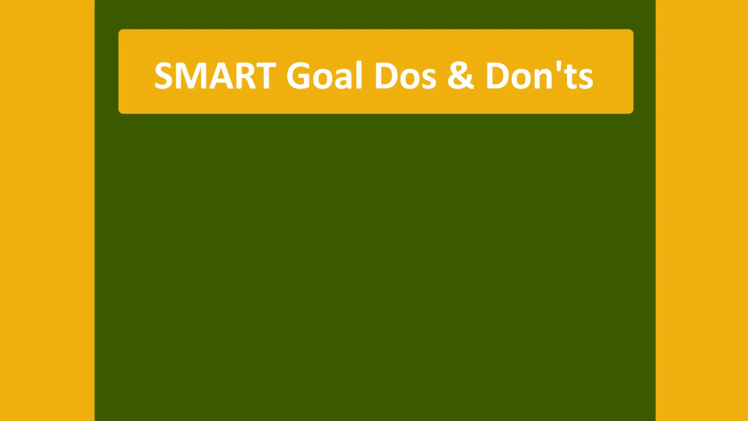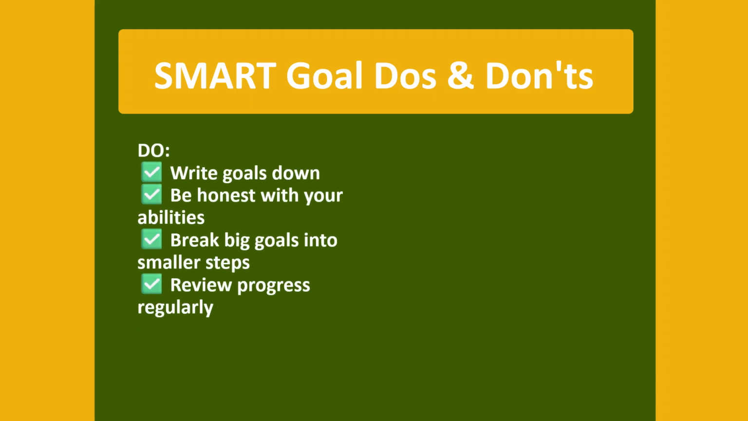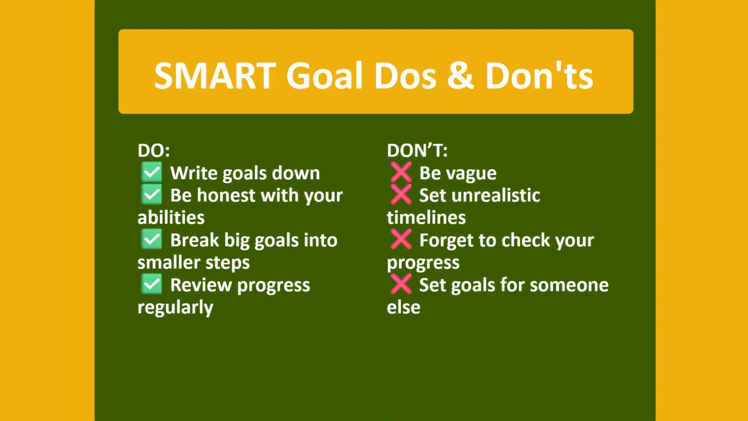So on this slide, we're looking forward to how setting goals involves practical do's and don'ts. So some of the do's you want to consider would be write your goals down, be honest with your abilities, break big goals into smaller steps, and review progress regularly. These are things that we would do to keep on track. Some of the don'ts we want to keep in mind are don't be vague. Specificity is crucial. So let's take a look.